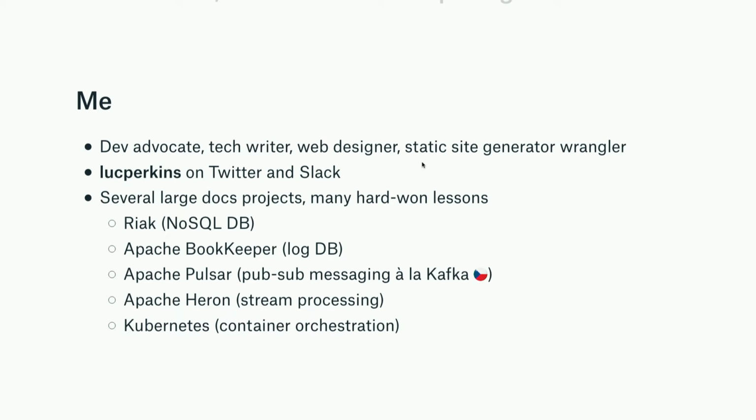So I've worked on a lot of really large, multifaceted docs projects, and I've learned a lot of very hard lessons that way. Some examples of projects I've worked on in the past are Riak, which is a NoSQL database, Apache BookKeeper, which is a log database, Apache Pulsar, which is a pub/sub messaging system, kind of a newfangled version of Kafka, Apache Heron, which is a stream processing system, and right now I'm working a lot on Kubernetes, which is a container orchestration platform. What these projects all have in common is that they are big, sprawling projects that have lots and lots of parts and pieces in a very large surface area.